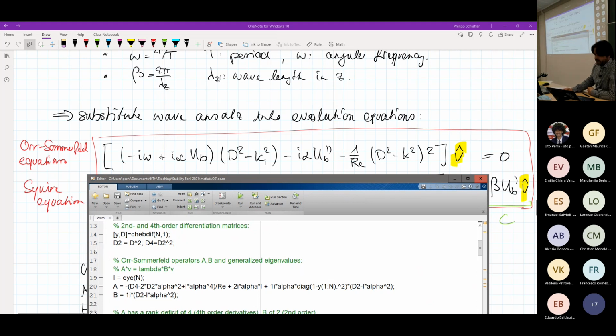So you have the d squared minus k squared, which is here. And then I have minus I omega, that's of course the eigenvalue, that's outside. But this alpha times diag, this is essentially the parabola that I have. So it's really the same equation that we have derived here.